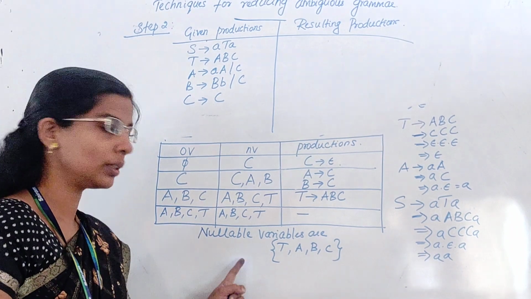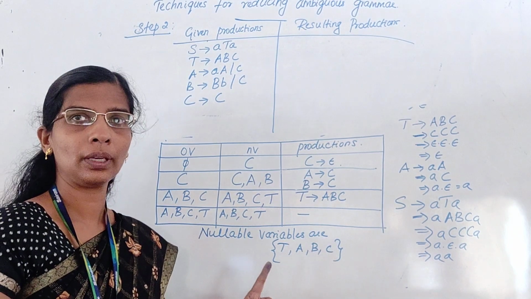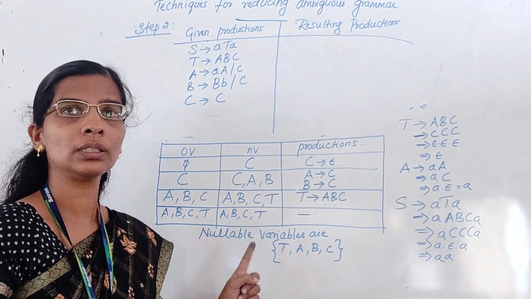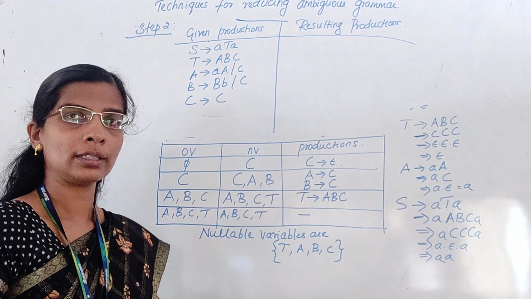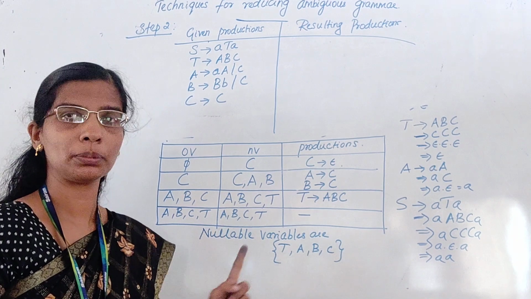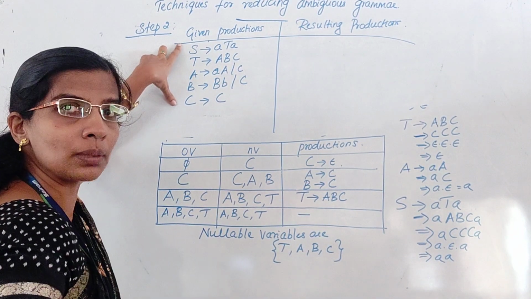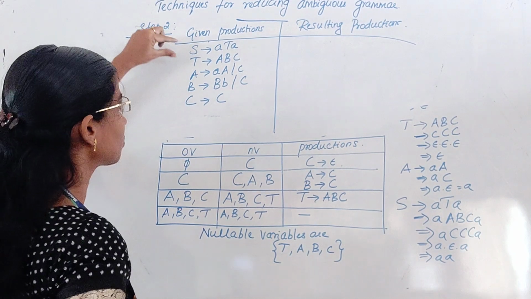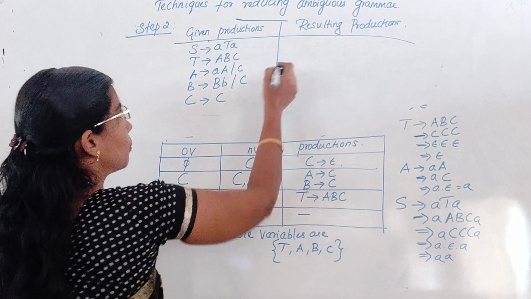Right. Now in step 1, I got T, A, B, C as nullable variables. So what is the meaning of this? For T, I can substitute null, epsilon. For A, I can substitute epsilon. Similarly, for B and C, I can substitute epsilon. So the given production is my complete question. So write the grammar as it is in the resulting production.